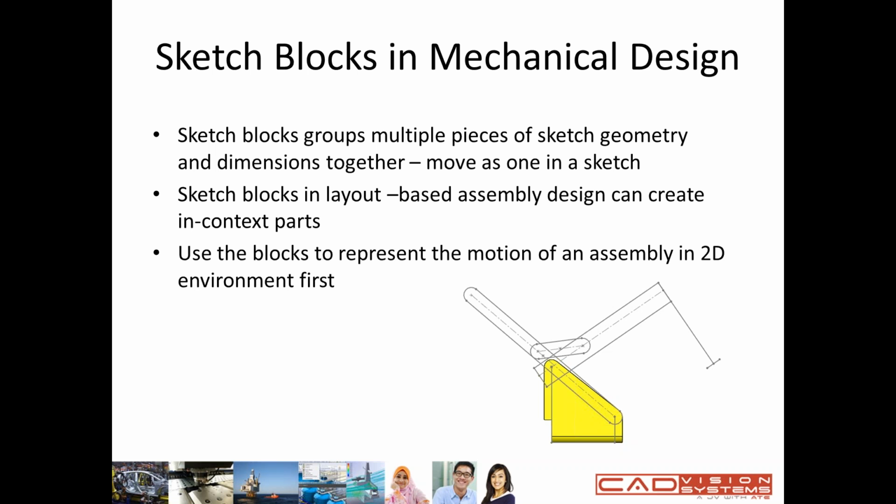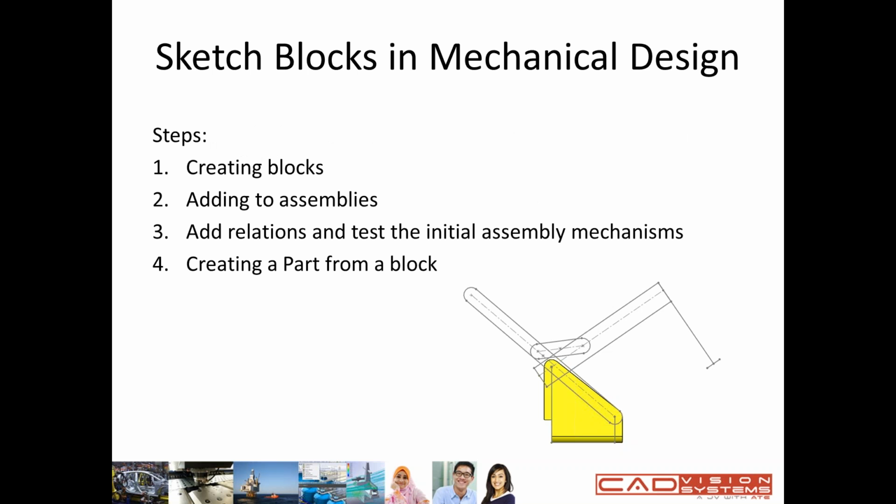These sketch blocks. So here, there are a few steps. First, we create the blocks, and then we add them to an assembly. Then we just add relations and test the initial assembly mechanisms. And lastly, after creating all the sketch blocks and everything, you can create a part from the block.